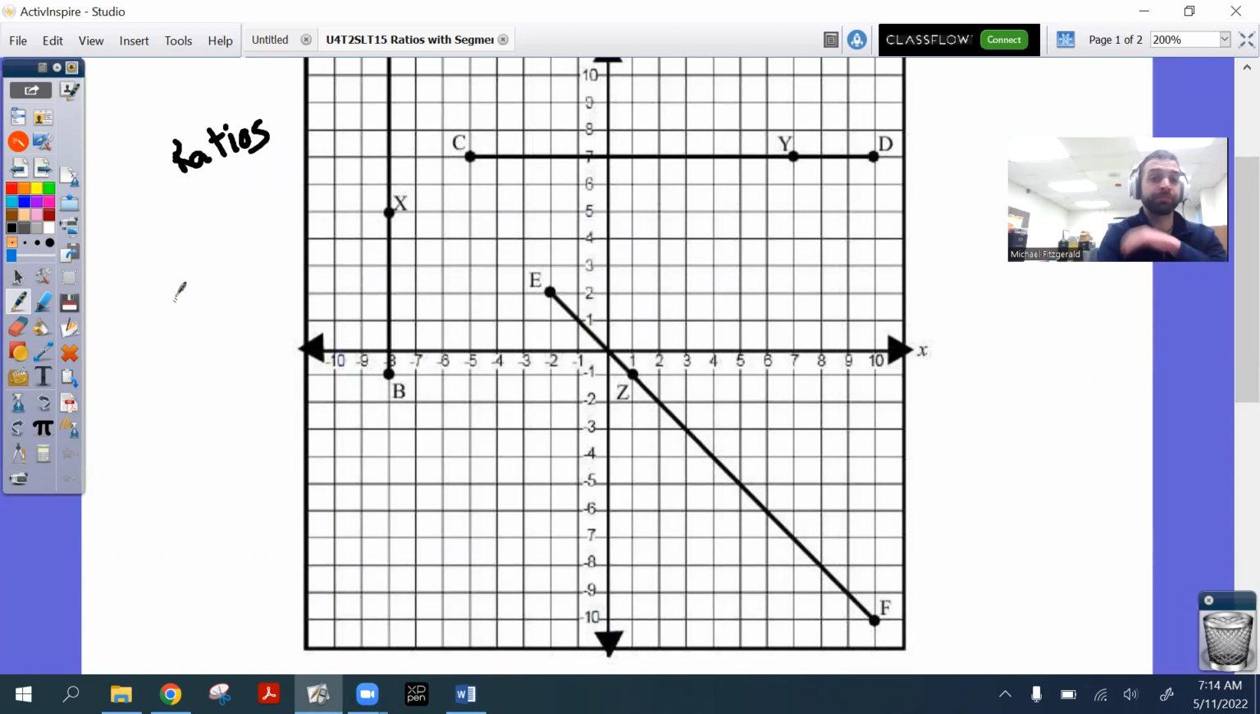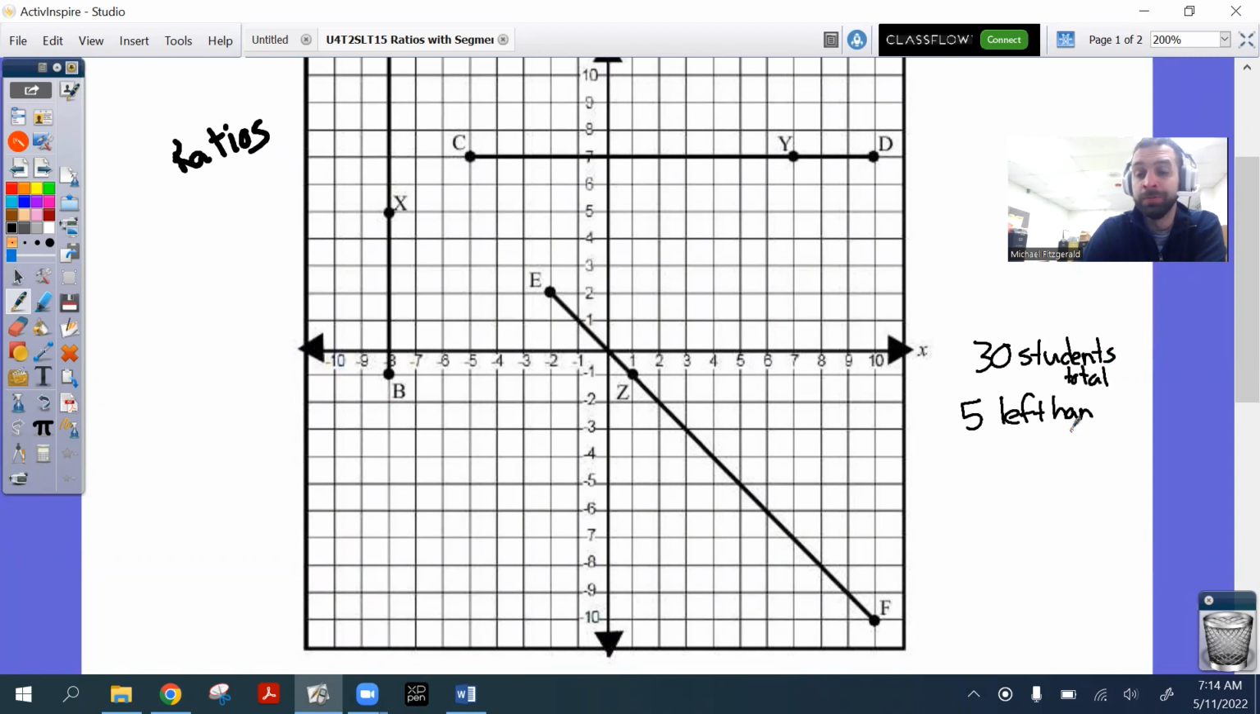Let's say, for instance, that we have 30 people in the class, or 30 students, and 5 of them are left-handed. Let's just suppose. So 30 students total, 5 left-handed. Man, I'm running out of room. That means there's 25 who are right-handed.